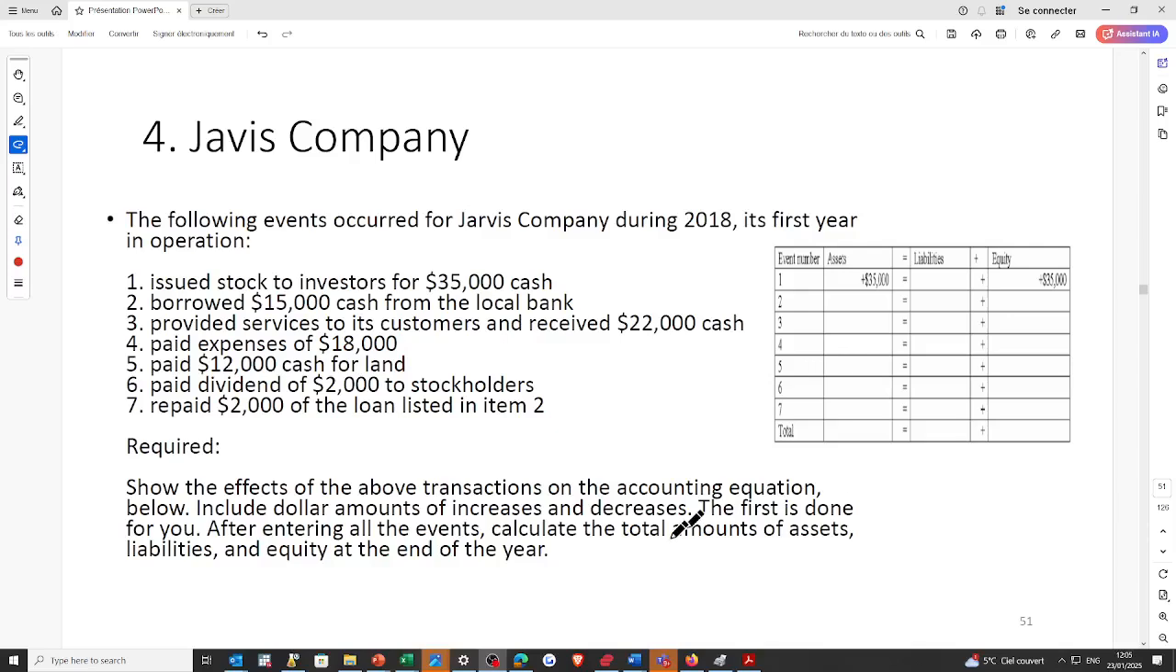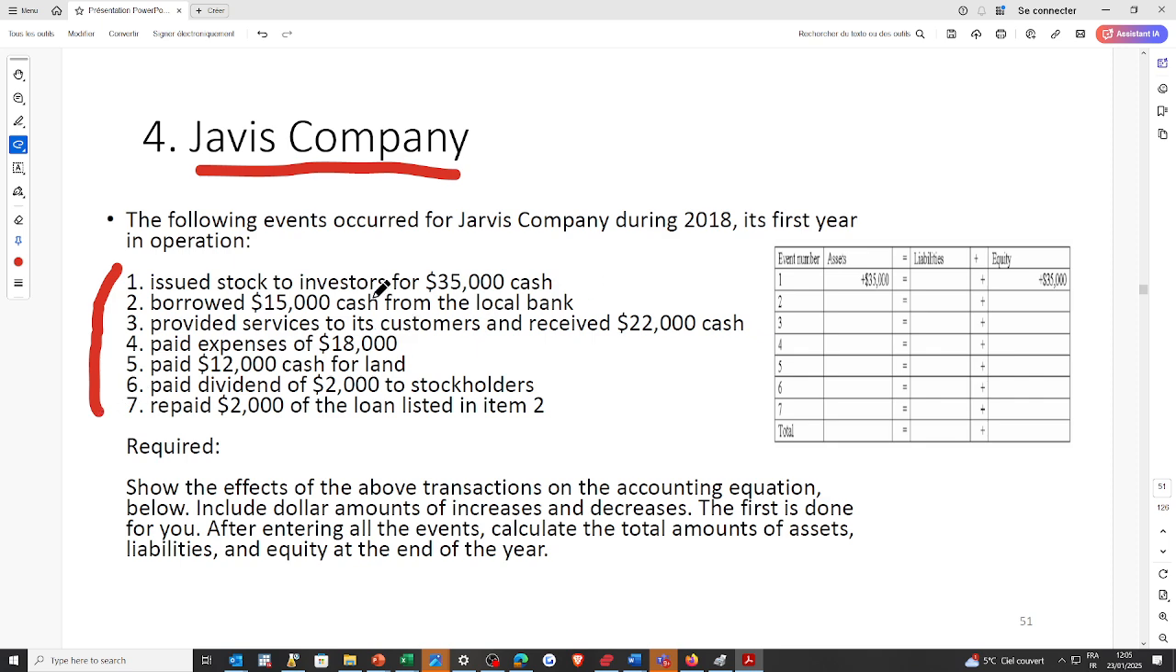Okay, hello everyone. So we will correct another exercise. In this exercise, the name of the topic is JV's company, right? We look at what this company does during 2018, its first year in operation. Now we have seven transactions of the company in the first year.